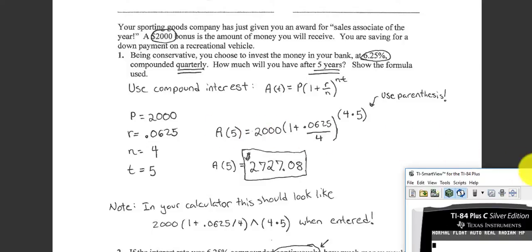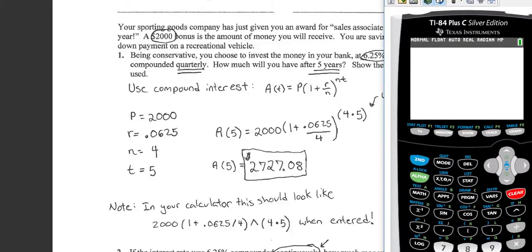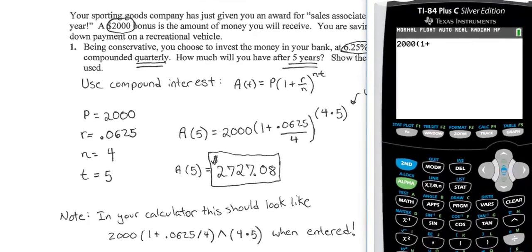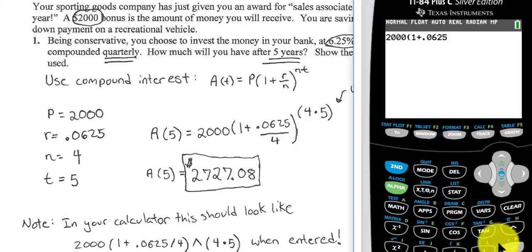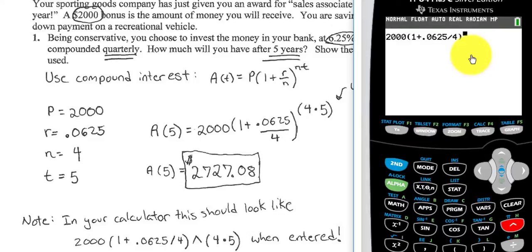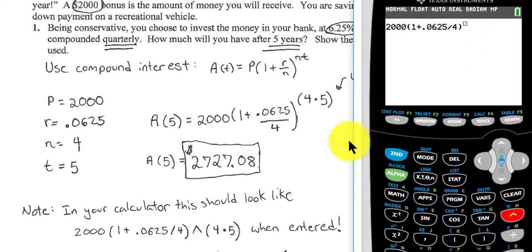Now people have trouble entering this into their calculator, so we tried to type down here what this would look like in your calculator. So I'm going to type it exactly the way I see it. So 2,000, and then that's the 1 plus the r over n, so that's 0.0625 divided by 4. And I'm going to press the caret key. Some of your calculators will actually raise to the exponent, some you'll actually see the caret sign. It depends on the model of your calculator, how old it is. And then just make sure you put this in parentheses.